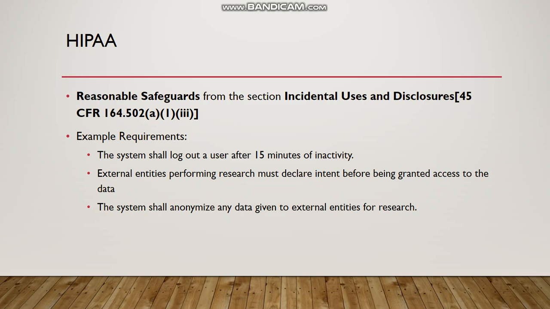The Reasonable Safeguards segment states that a covered entity must have in place appropriate administrative, technical, and physical safeguards that protect against uses and disclosures not permitted by the privacy rule, as well as that limit incidental uses or disclosures. This language leaves a lot of room for interpretation. It gives instruction on what to do, but not how to do it.